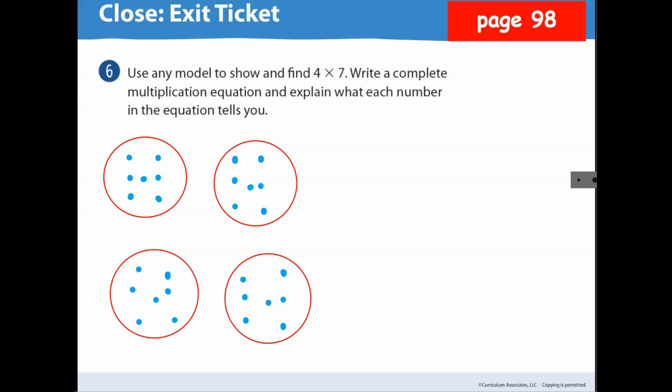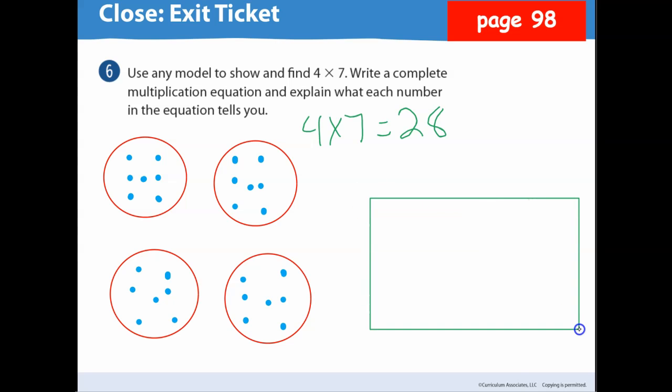And then it says write a complete multiplication equation. Well, a complete one would be this. Here's what would be a complete one. 4 times 7 equals 28. Another one that I could use would be this. I could use a rectangle, and I need 4 rows.